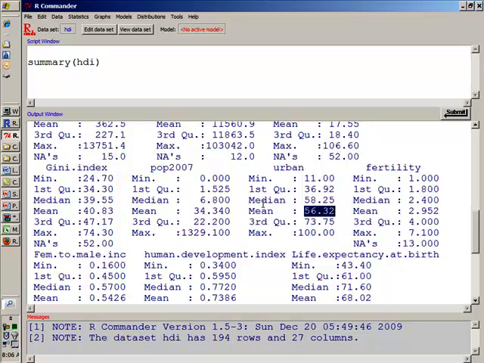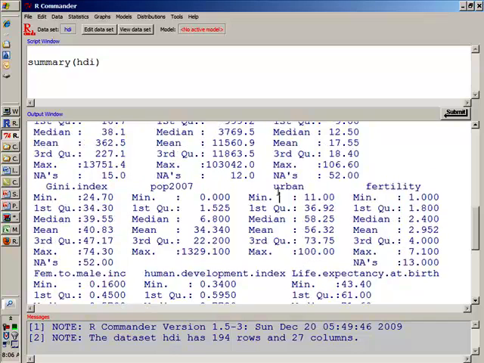Again, notice that the script window gives you the command that the software executed. The command was summary, and then the name of the data set, HDI, and then it created this summary for all the observations. Now, this is meaningful. The percentage of population as urban is a continuous variable. Let us see what the software generates for a variable that is discrete or categorical.